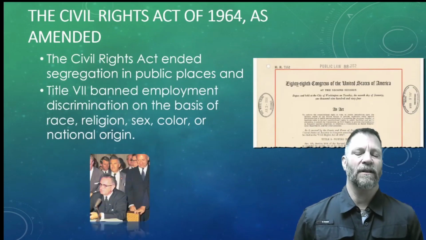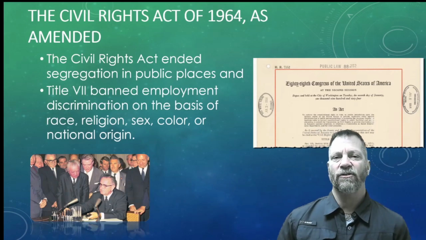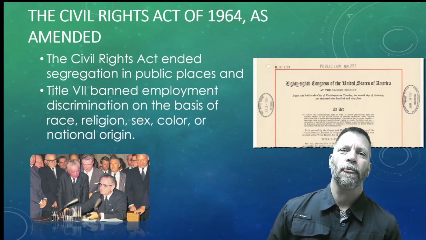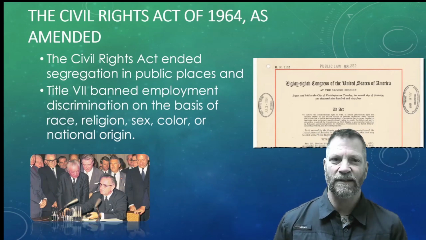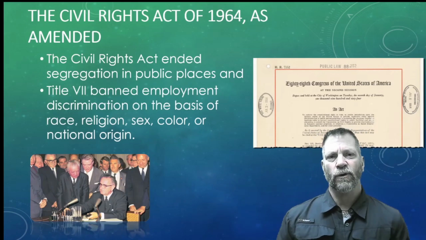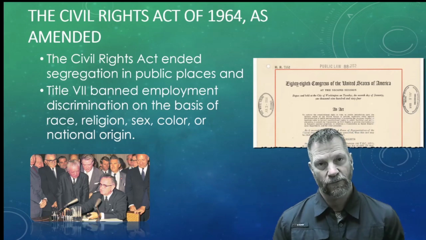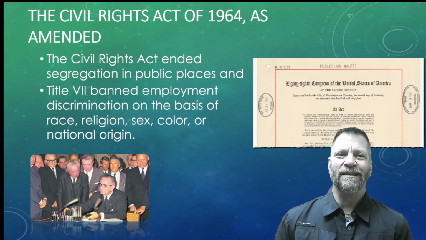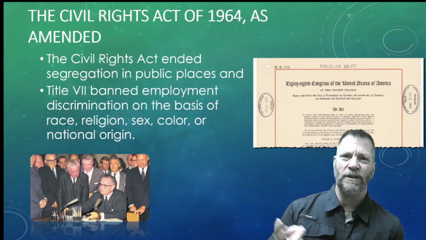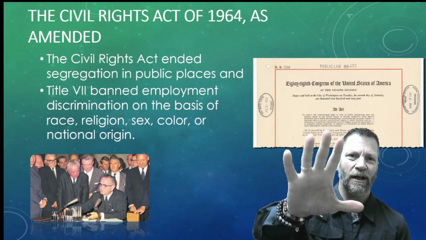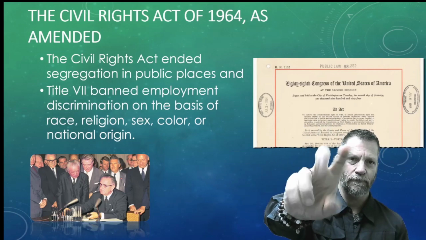So the first of the federal laws we're going to talk about is the Civil Rights Act of 1964. And naturally, it's been amended. Most of our laws have been amended at some point in time. But the Civil Rights Act ended segregation in public places. That was huge. The second thing it did is it banned employment discrimination on the basis of race, religion, sex, color, and national origin. That's what I call the Big Five. Race, religion, sex, color, and national origin.